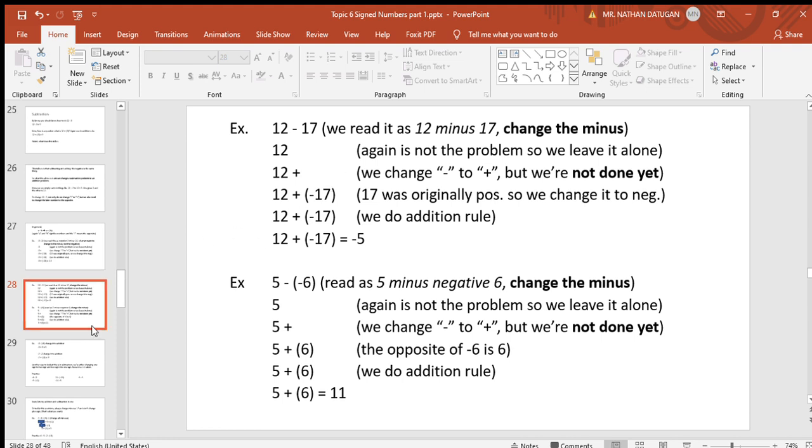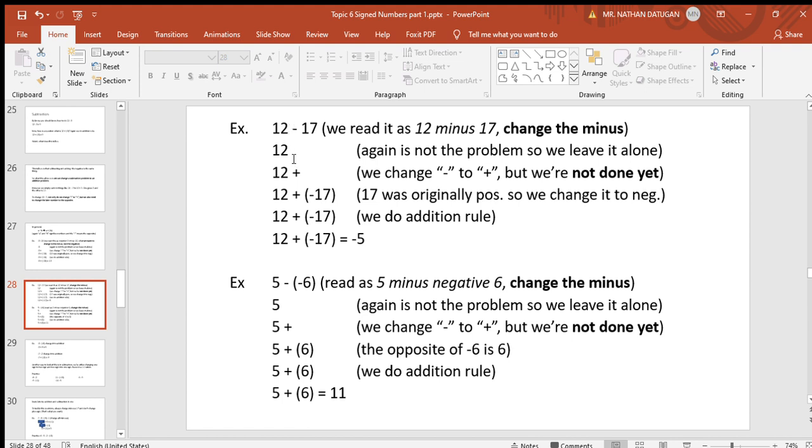Let's have a few more problems. 12 minus 17. Again, we have a minus problem, and we're going to change that to an addition problem. So again, we're going to change this minus to addition. 12 stays as is. The minus becomes positive.